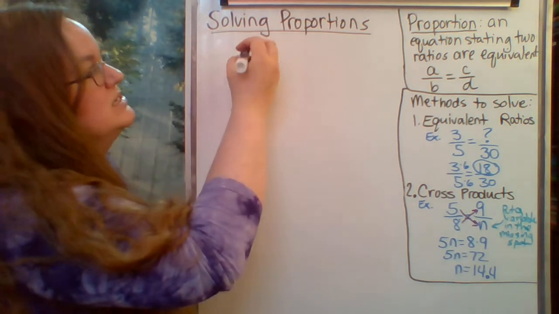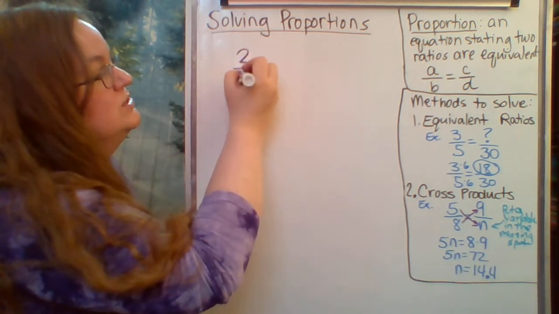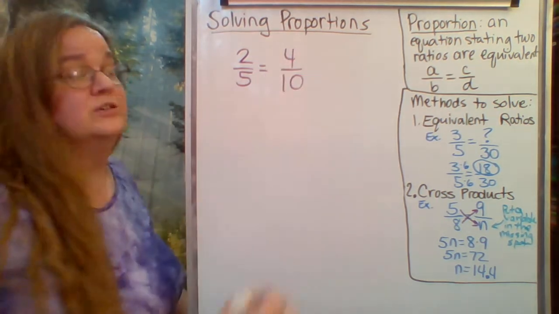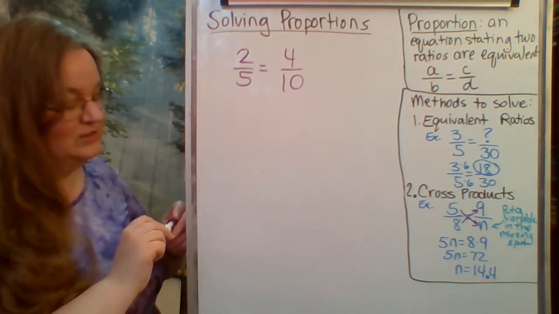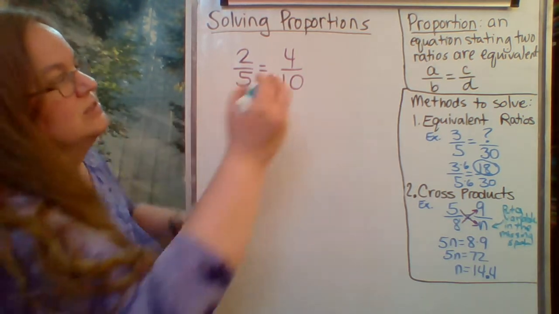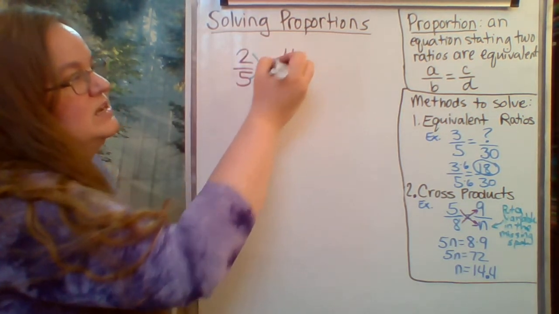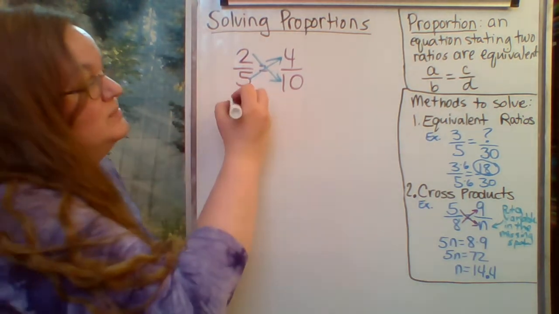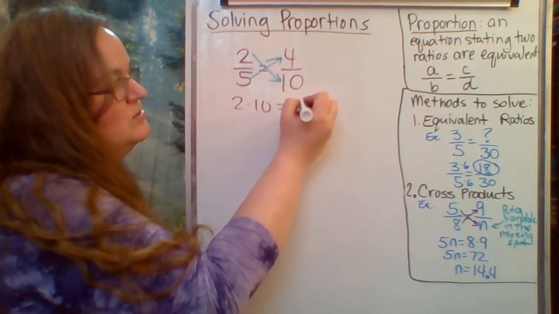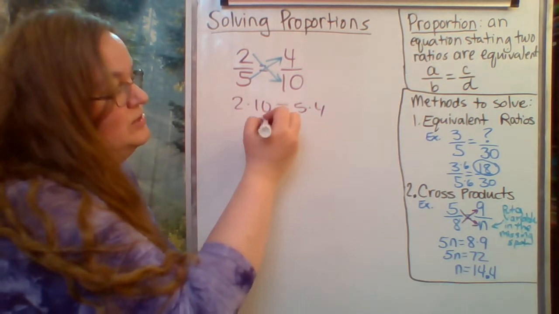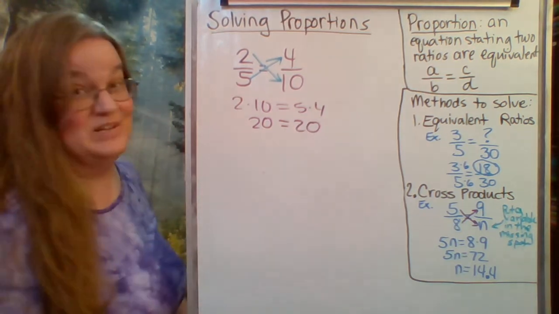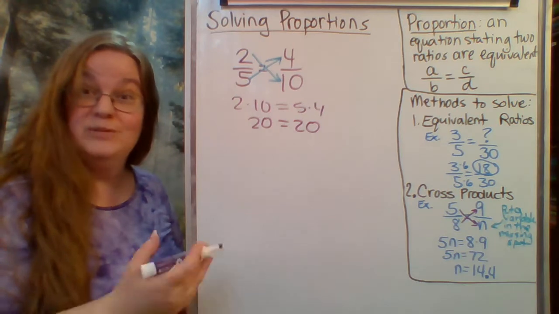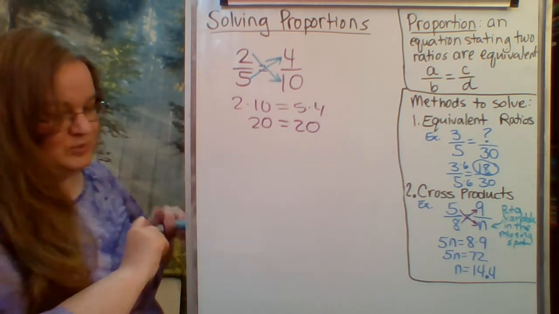And let's just kind of look and see how that works. So let's say I have 2/5, and an equivalent fraction would be 4/10. So if we look at the cross products, this times this and this times this, notice I'm crossing in the middle, making an X. Okay. 2 times 10, does that equal 5 times 4? So you find that it does, in fact, 20 equals 20. And so the cross products of a proportion are always going to be equal. So we can use that when we're solving.